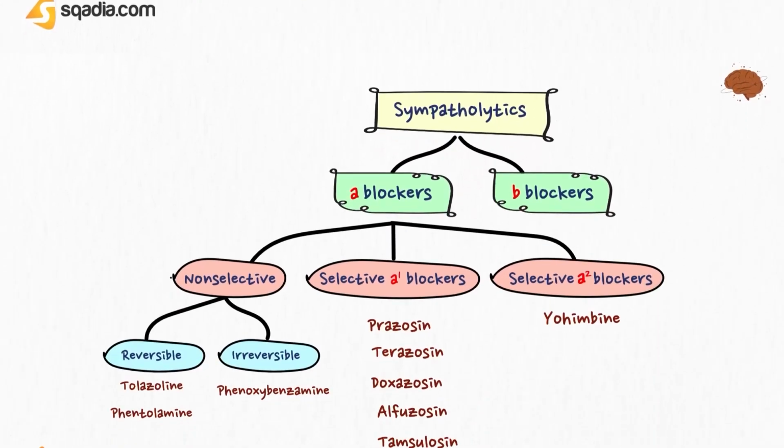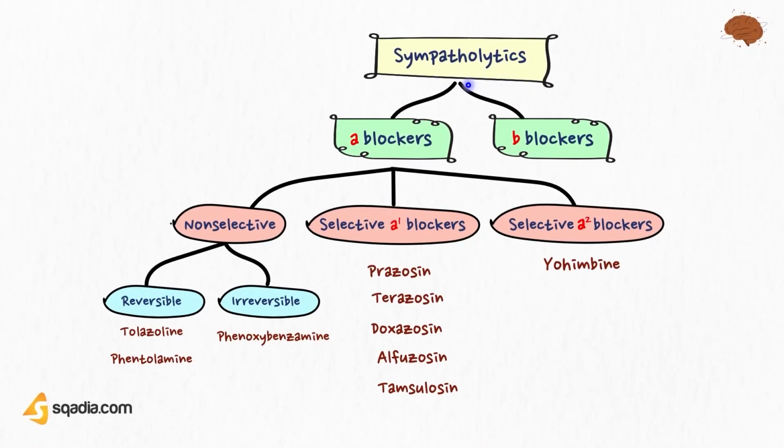Now, sympatholytics basically work on alpha and beta receptors, and unlike the sympathomimetic drugs, which stimulate them, they block these receptors. So they are also called alpha blockers and beta blockers. The alpha blockers can be divided into three types: non-selective, selective alpha-1 blockers, and selective alpha-2 blockers. The non-selective alpha blockers can be further divided into two types: reversible and irreversible antagonists.